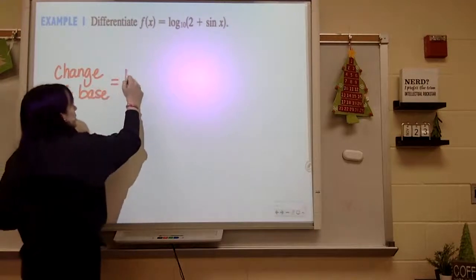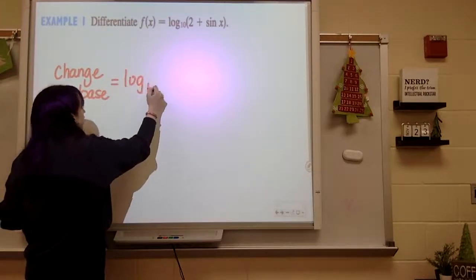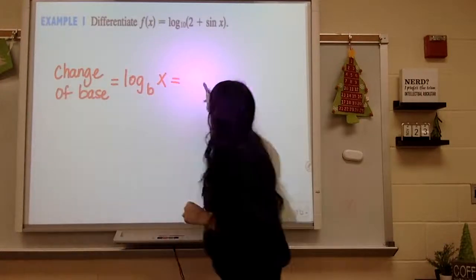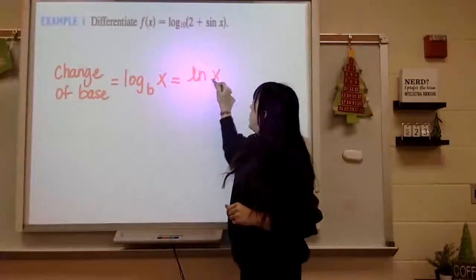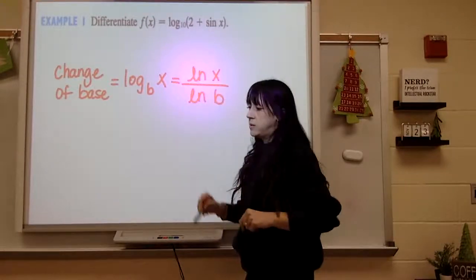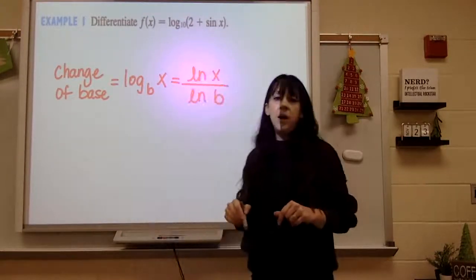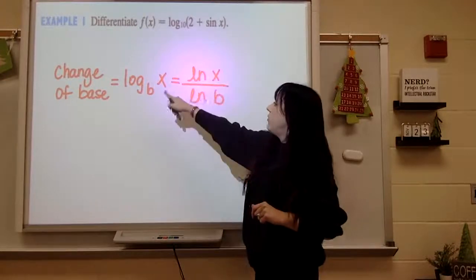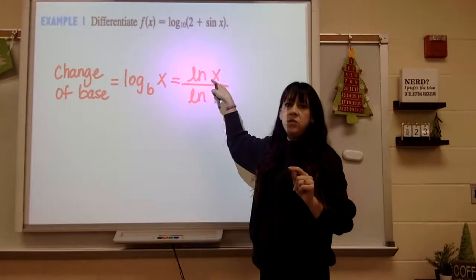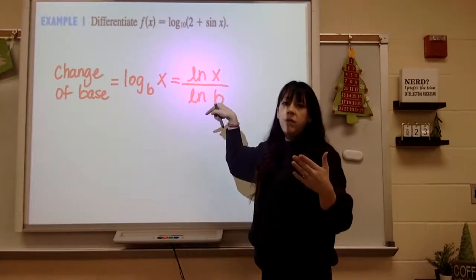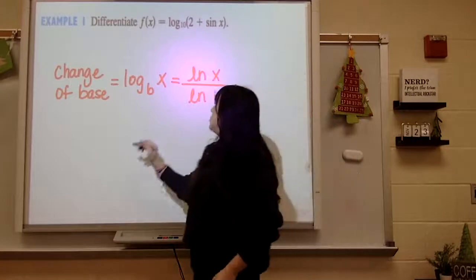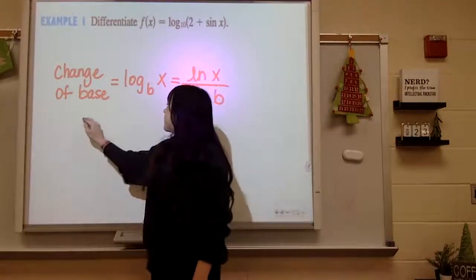The way that this works is if you have log base anything, you can change it to ln of the inside number over ln of the base. And we're going to do that here because I need to take the derivative of a logarithm, but I don't know how. But if I can change it to lns, then I can figure out how to take the derivative. So we're going to do that. Let's do change of base.